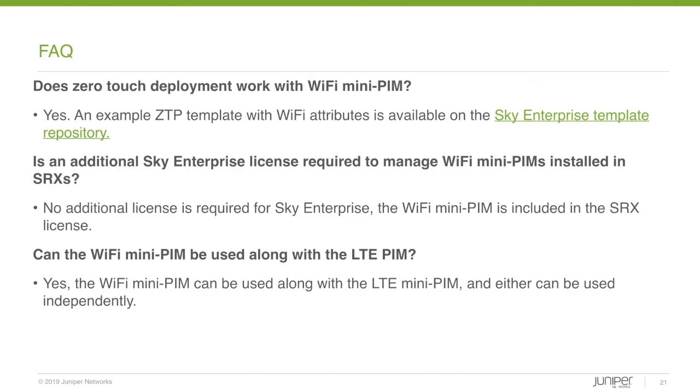Can the Wi-Fi mini-PIM be used along with the LTE PIM? Absolutely, so great question there. You can definitely have both cards installed. A couple slides back, we talked about the default slots that you should have those cards installed in, so definitely keep that in mind. And either card can be used independently, absolutely. You don't have to have the LTE to use the Wi-Fi, and you don't have to have the Wi-Fi to use the LTE. You could have one or the other or both.